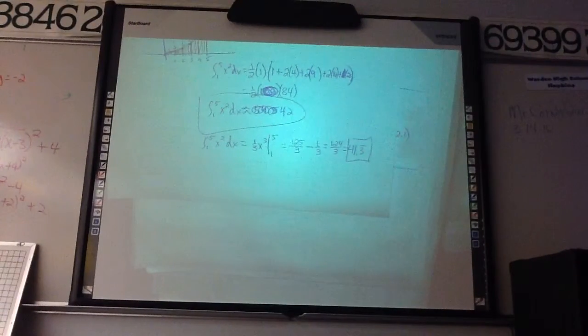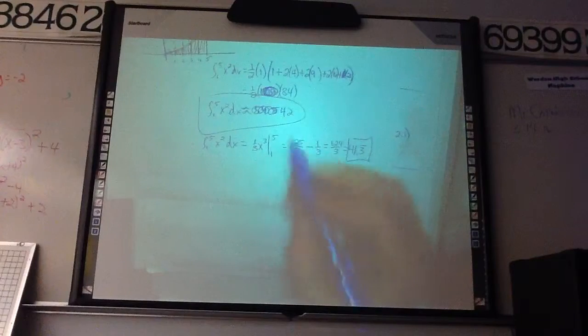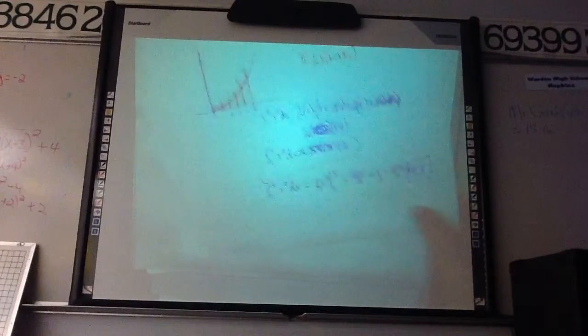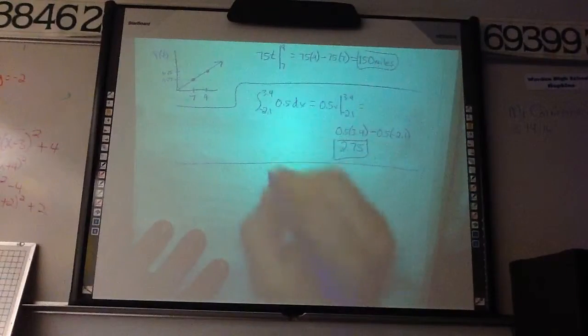I think I might have a shot at this. That's all integrals are. Do the antiderivative, and then plug in that, and then plug in that, and subtract them. That's doing integrals. There's a chance.